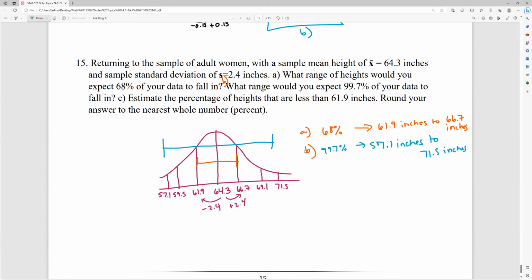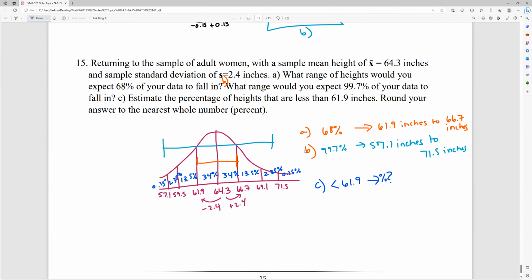Okay. And then C, estimate the percentage of heights that are less than 61.9. So what is the percent for that? That's what we're asking for this last one. Okay, so we might need to put in our percentages again like we did before. So 34 and 34%. Remember, these are percentages. These were 13.5. You kind of memorize this after doing it a bunch. These ones ended up being 2.35 when we did our subtraction and then dividing by 2. And then these are 0.15.